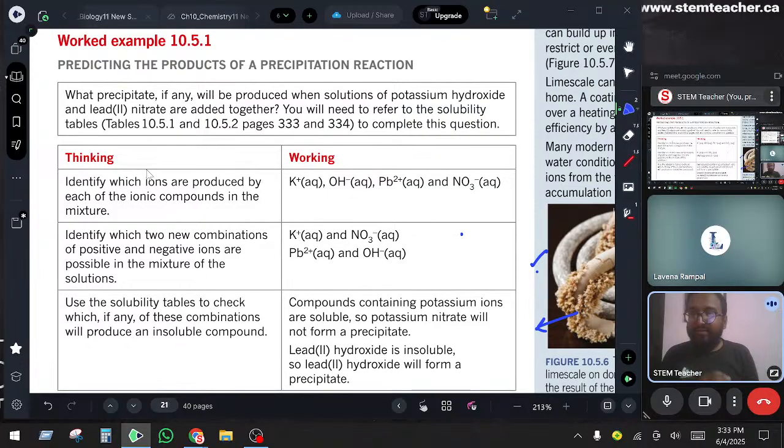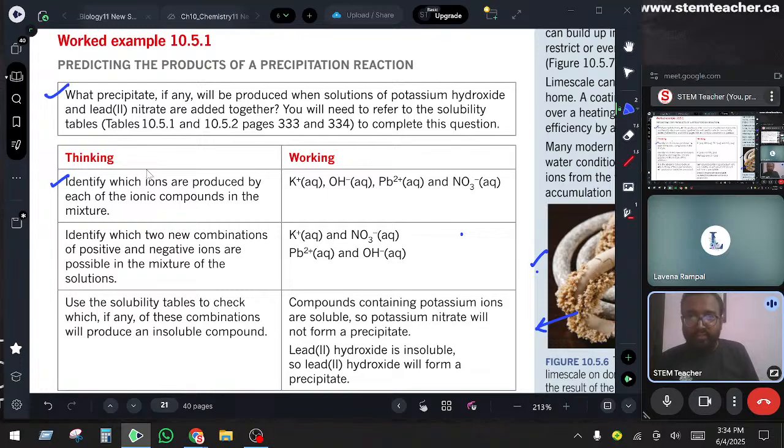And now there is one example. Can you read this example? Precipitate, if any, that will be produced when solutions of potassium hydroxide and lead 2 nitrate are added together. You will need to refer to the solubility tables to complete this question. Okay. So here, identify which ions are produced by each of the ionic compounds in the mixture.